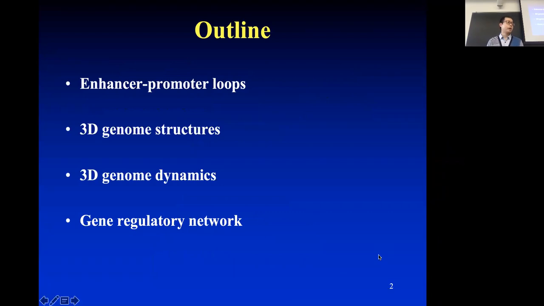So today I will cover four sections. The first one is to discuss the enhancer-promoter interaction loops. Actually, this is the basic element of the DNA structure. Then when we move higher, we need to see the 3D structure of the whole genome, those very long DNA strands, and how they organize in the nucleus. So I will discuss that.